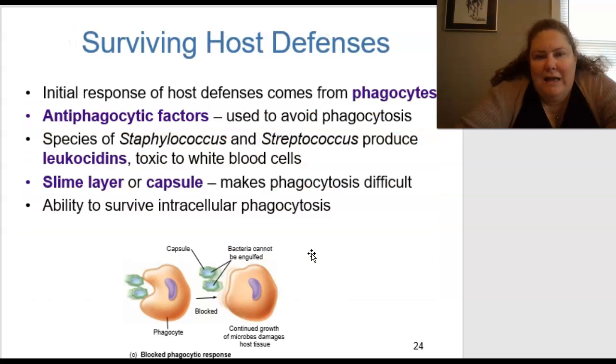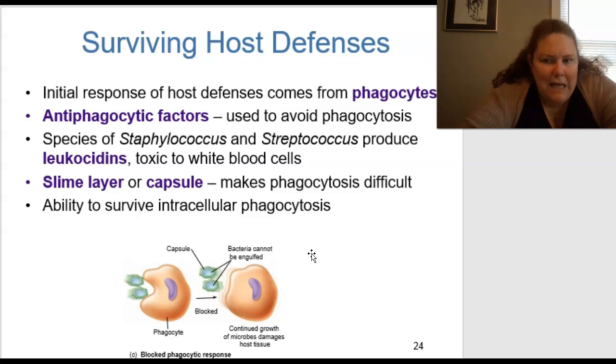What about surviving these host defenses? Well, an initial response to host defenses comes from phagocytosis. We have antiphagocytic factors, and these are used to avoid phagocytosis, or that Pac-Man eating, right? Species such as Staphylococcus and Streptococcus produce leukocidins, and these are toxic to white blood cells.